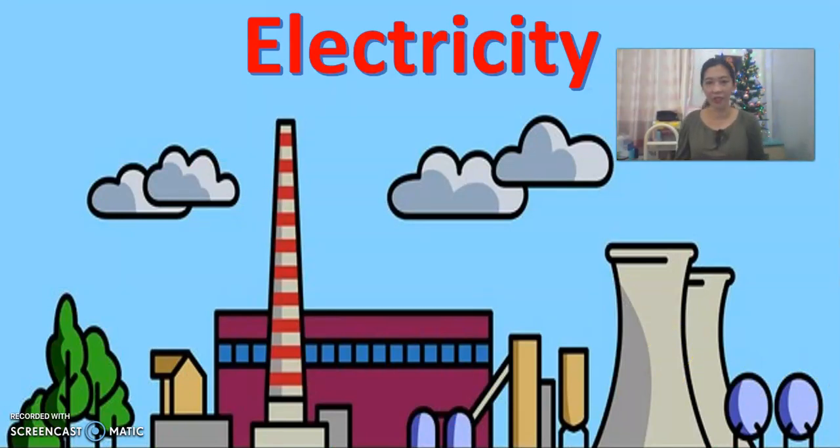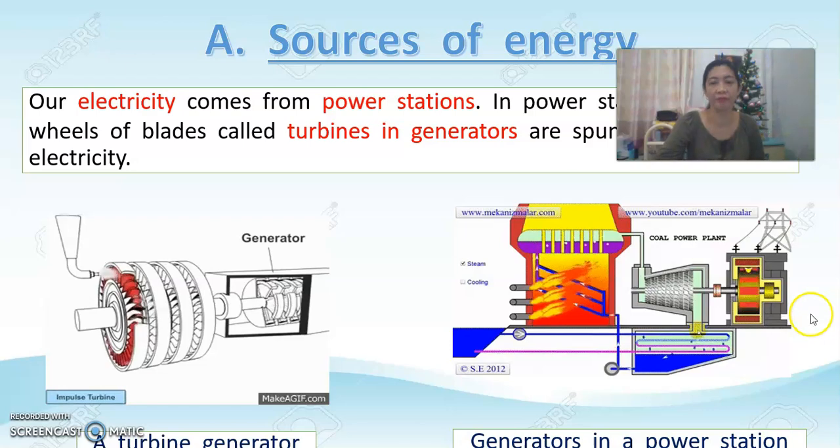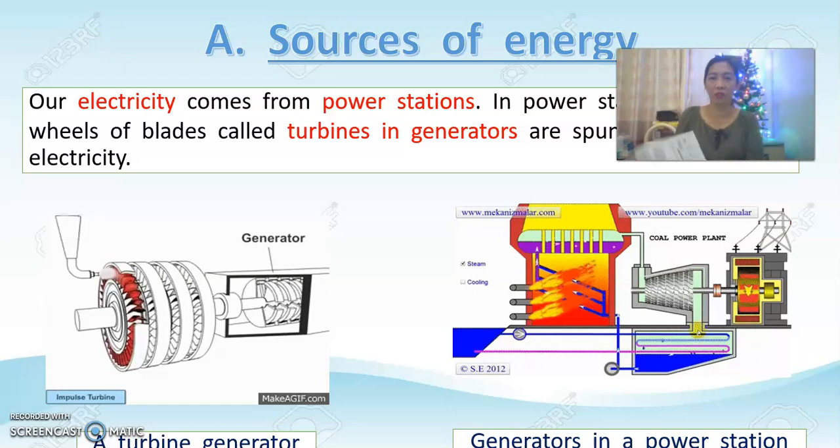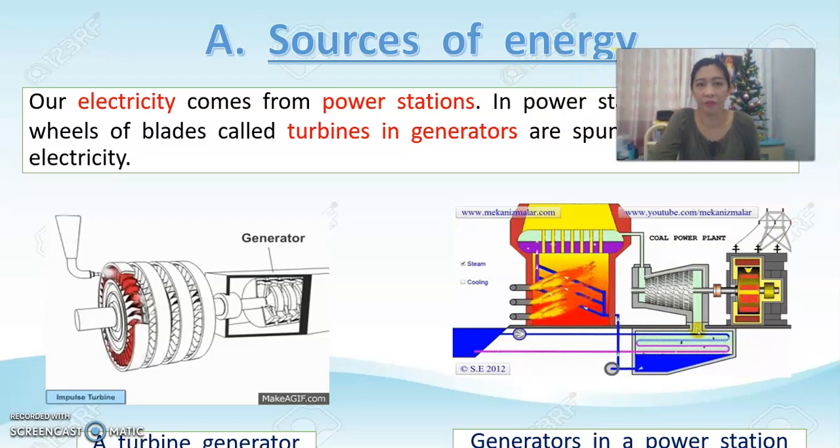So, number 1E. Today, our topic is about electricity. We have part 1 and part 2. Today is sources of energy. So, what are the sources of energy? Our electricity comes from a power station. We have 5 power stations.